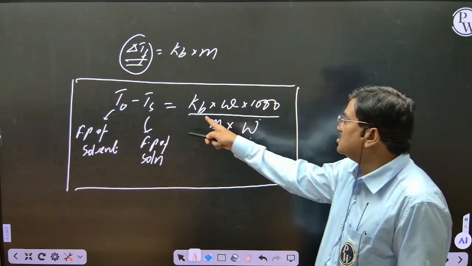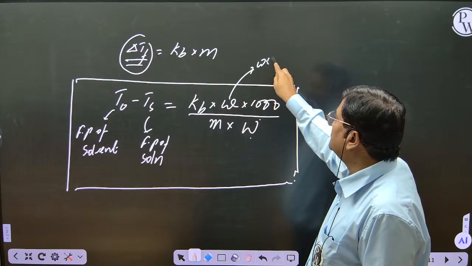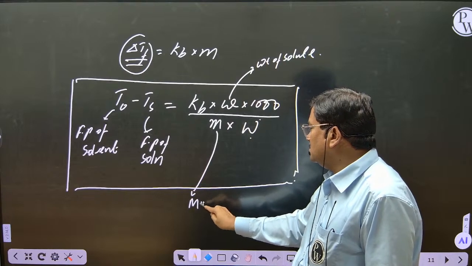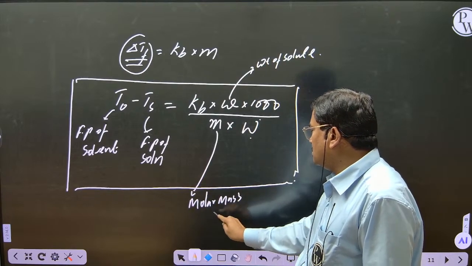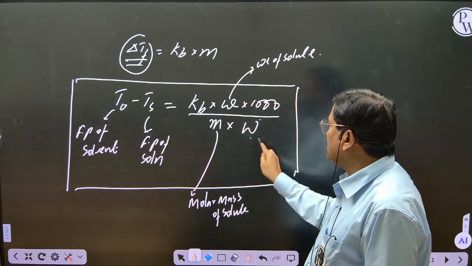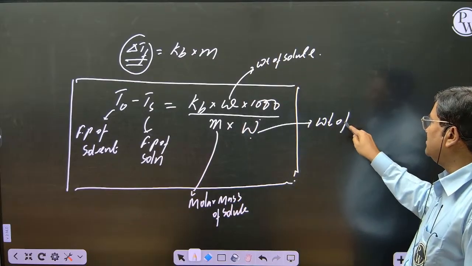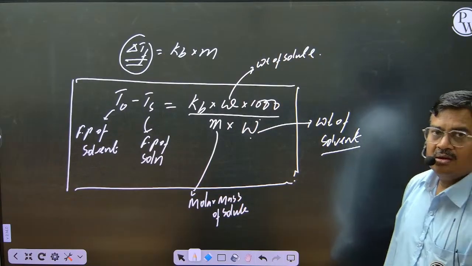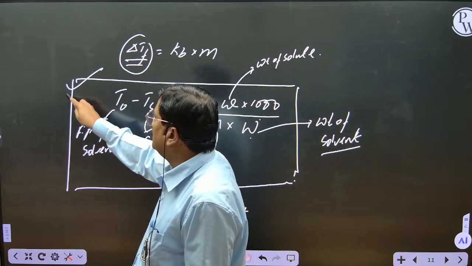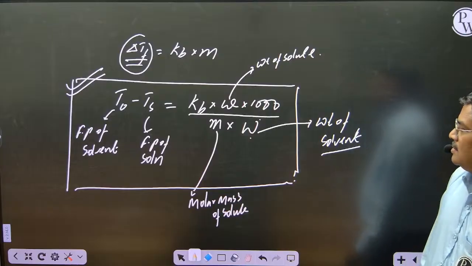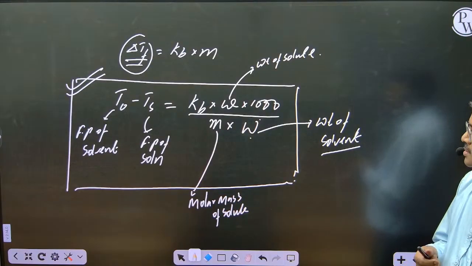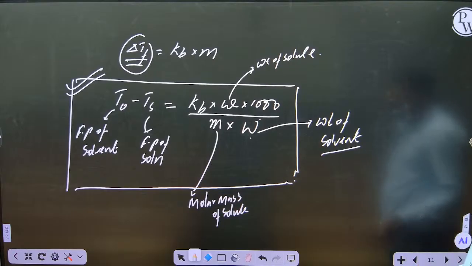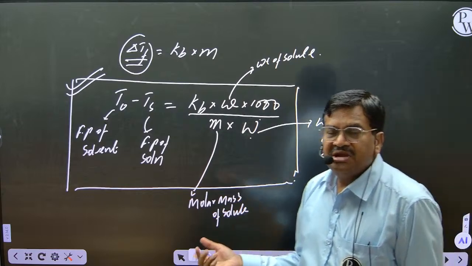Where Kf is the cryoscopic constant, small w is the weight of solute, M is the molar mass of solute, and capital W is the weight of solvent. Same as what we wrote in boiling point of solution. In this relation, we get numericals. Understood, students? This is the colligative property, depression in freezing point.